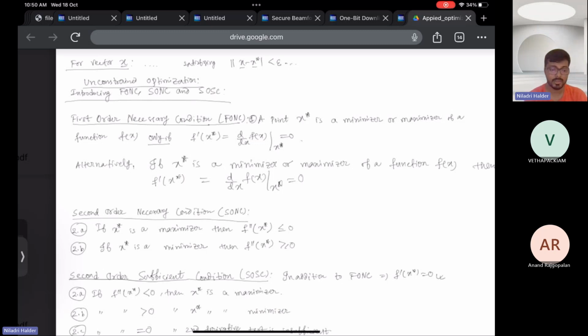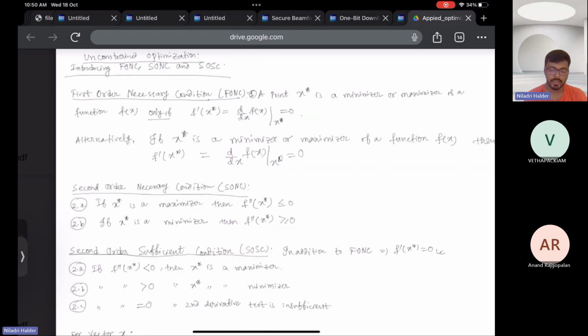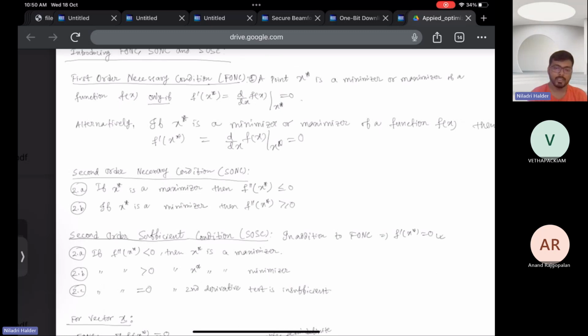The first order necessary condition says that a point x star is a minimizer or maximizer of a function f(x) only if f dash x star is equal to 0. It works in the reverse way: sorry, if x star is a local minimizer, then f dash x star is equal to 0.